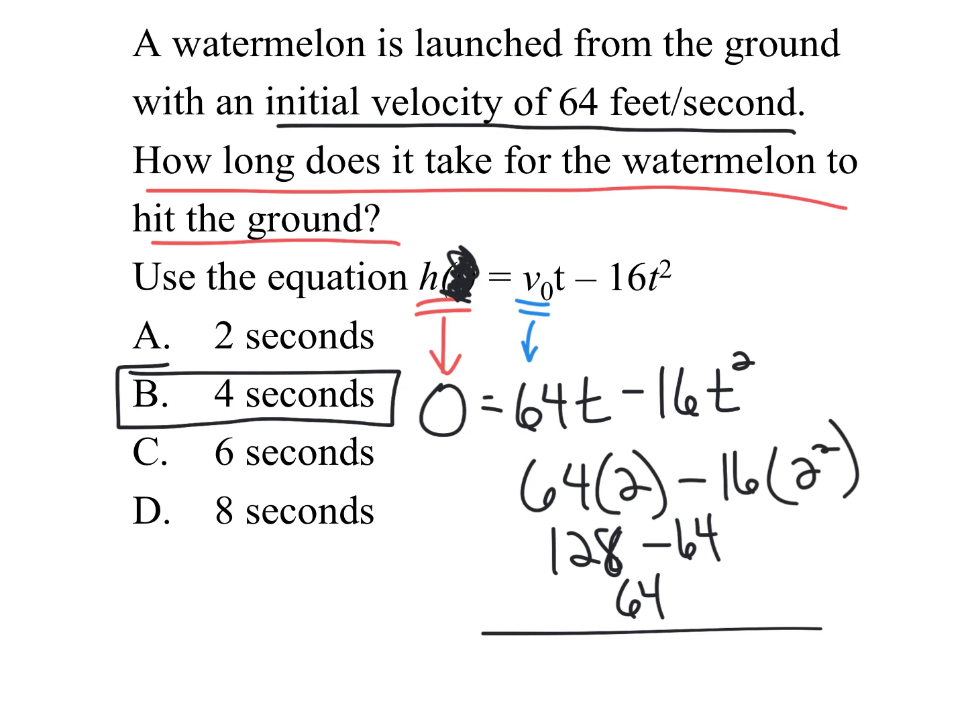If you wanted to think of this as a parabola, it's kind of an upside down U-shaped parabola. But really, we're not finding the vertex here. We're actually finding when it hits the ground, the x-intercept. So that'd probably be the best way to do it, is what we did.